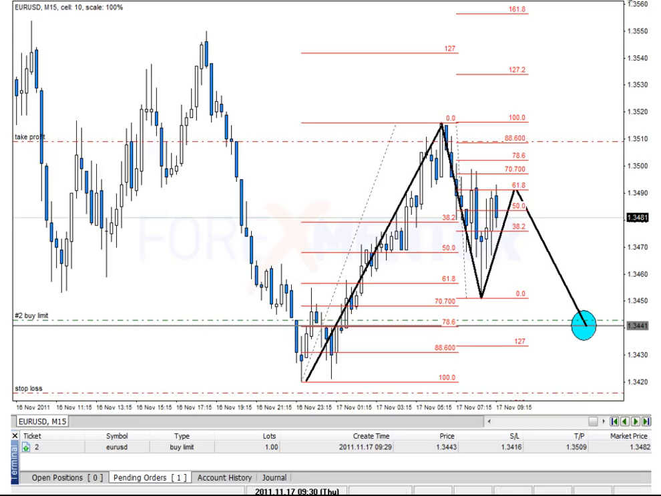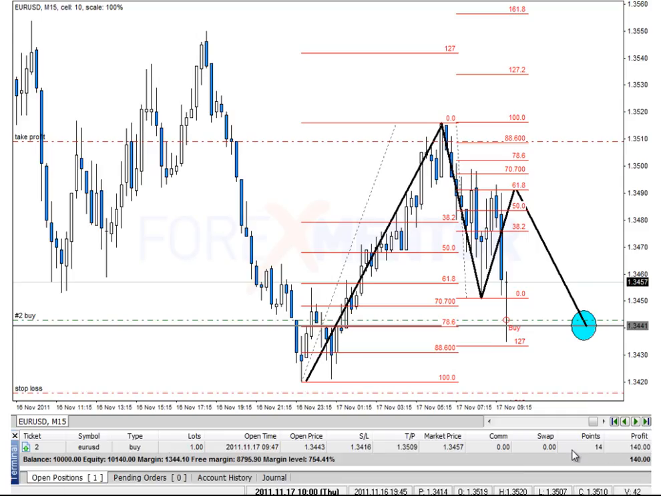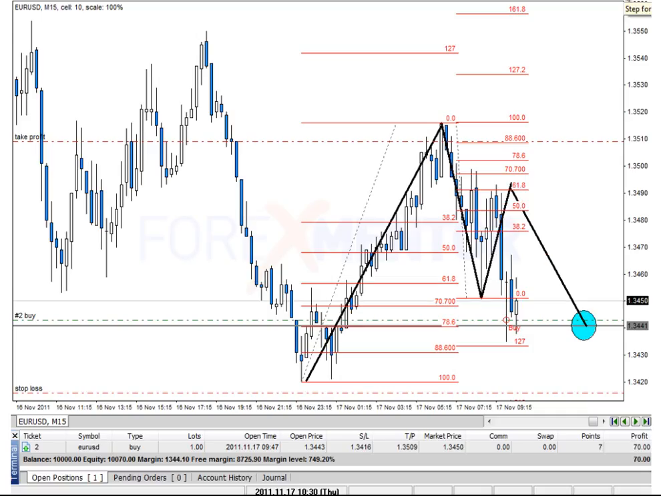And if we just follow this through, you can see we get spiked into the level. Look at the immediate reaction. If you just look at your open orders, really 14 pips up on the trade. Okay, so it's very important to have those limits waiting in the market. Now you just need to be patient and wait and see what happens. So up about 40 pips.